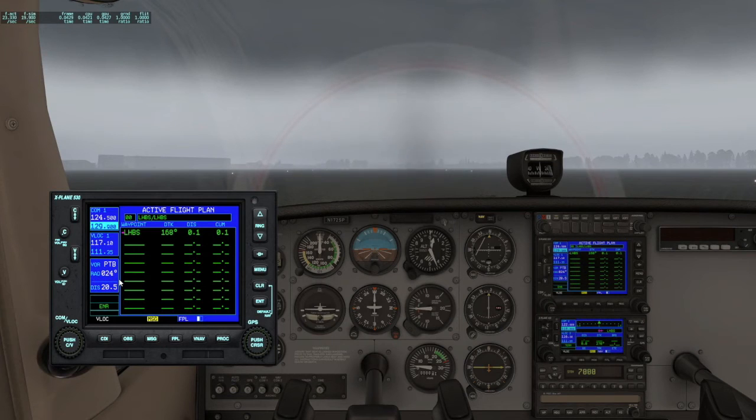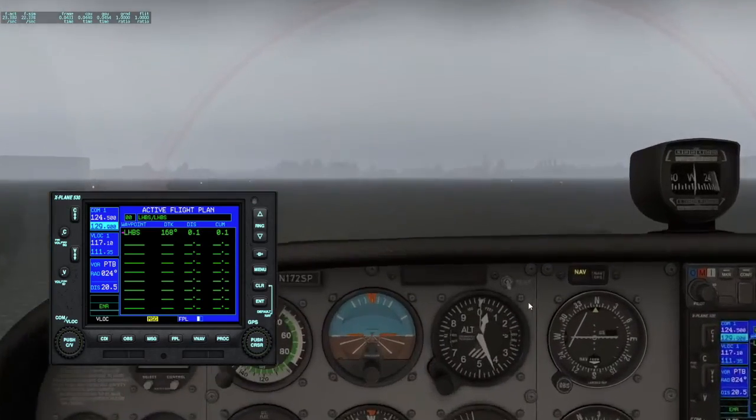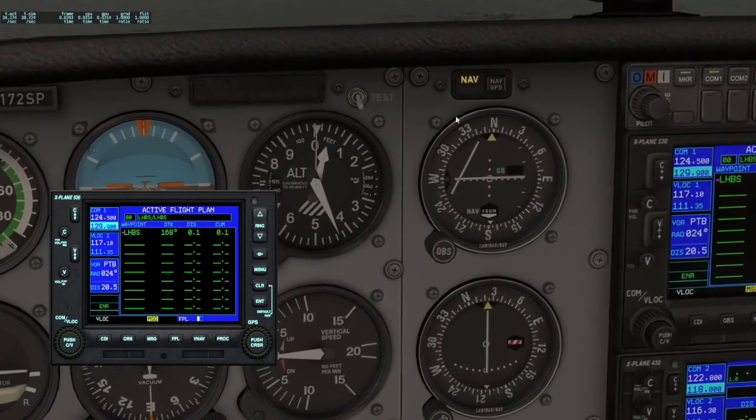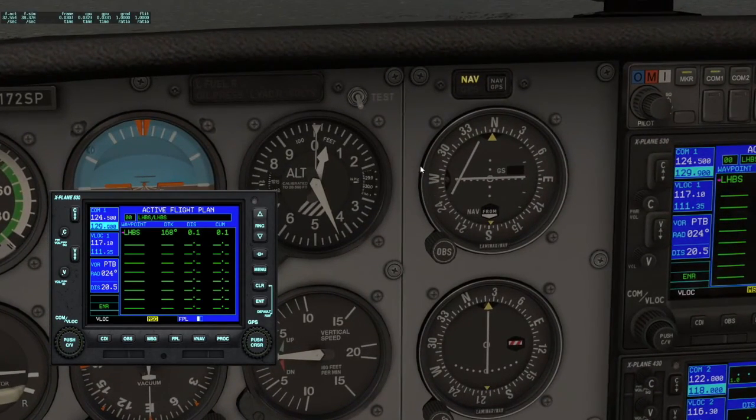Obviously, in the Garmin 530 or 430, it does show you, for example, which radial you are currently on. I'm not concerned about this. We're not going to use this at all. Instead, we're going to use the CDI. The CDI is the course deviation indicator. Let me zoom in on that one. This is what we're going to use in order to navigate using the VOR station that has just been tuned in.